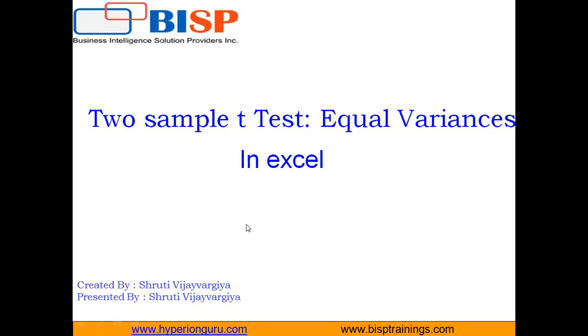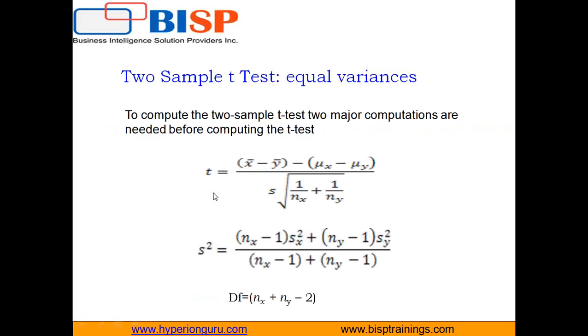In the t-distribution, there can be three cases. The first one is equal variances, then unequal variances, and then paired samples. First I am going to deal with equal variances. For equal variances, we need to know three things. The first is the t-test, with the help of this formula. Then we need the standard deviation with the help of this formula, and the degrees of freedom.